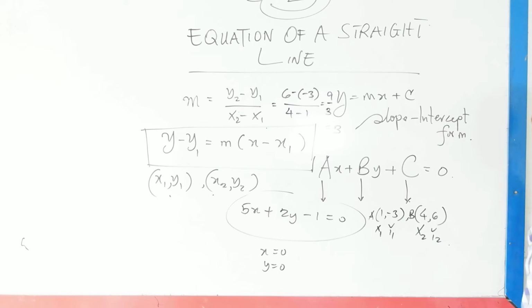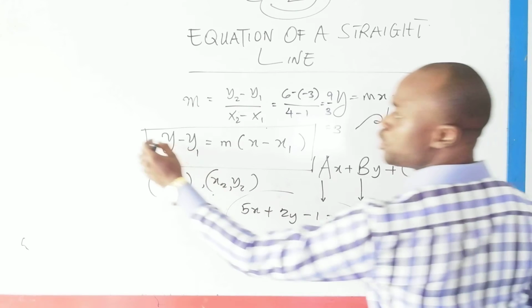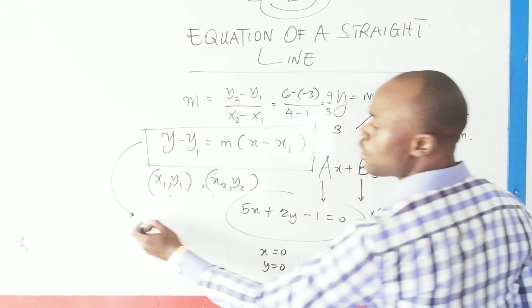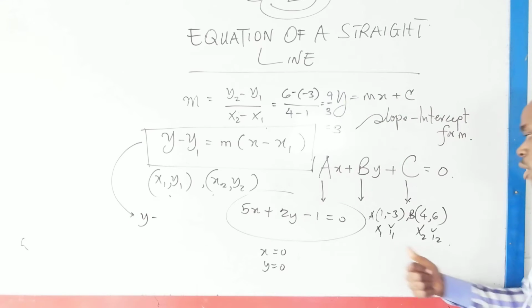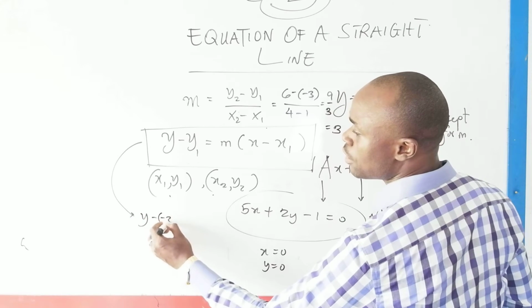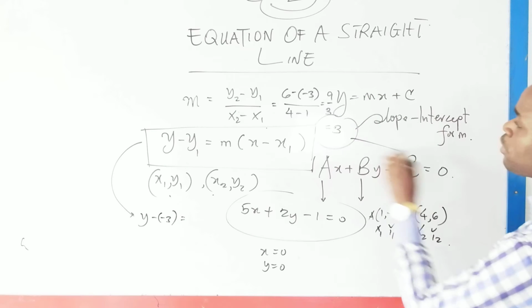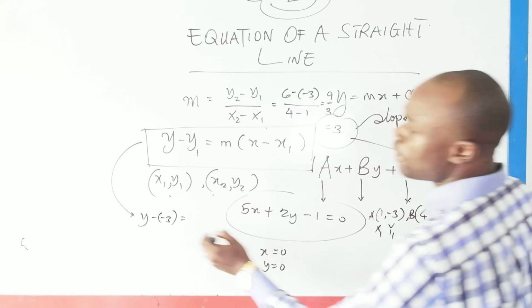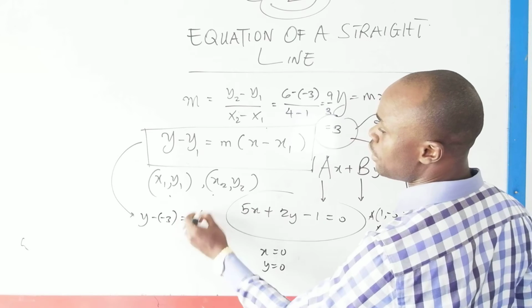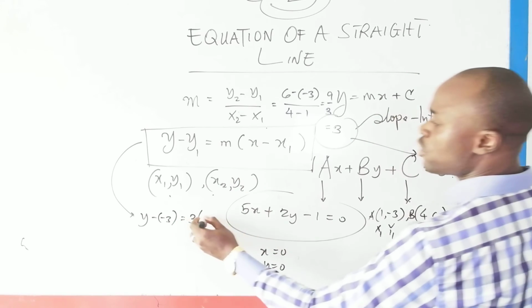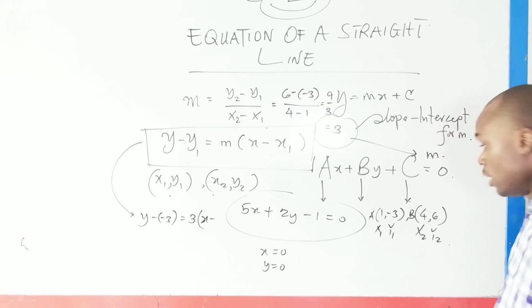So how do I get my equation of a straight line? I get my equation of a straight line by using this equation. And that is going to give me y minus, what is my y1? It is minus 3, equals the slope. This is the slope. And that will be 3 into x minus x1.